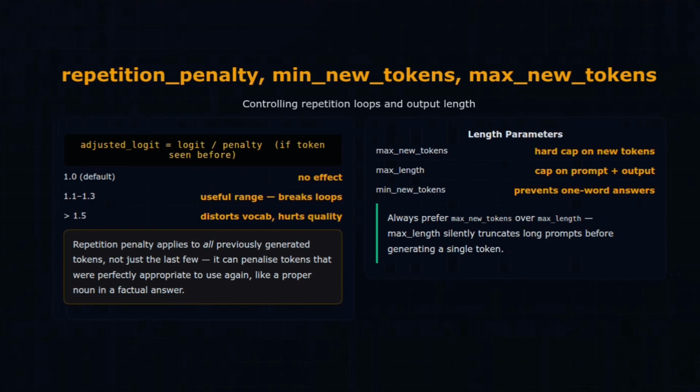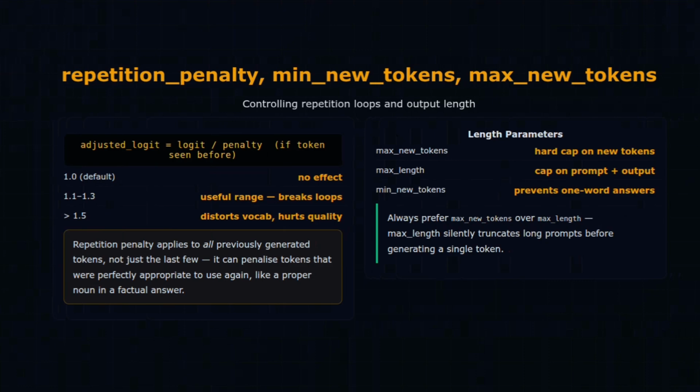Two more parameters worth understanding before we get to stopping criteria. Repetition penalty divides the logit of any token that's already appeared in the generated text. Values above 1.0 make the model less likely to repeat itself. The useful range is around 1.1 to 1.3, enough to break repetition loops without distorting the vocabulary too aggressively. Above 1.5, it can start hurting quality by penalizing tokens that were perfectly appropriate to use again, like a proper noun in a factual answer, because the penalty applies globally to everything generated so far.